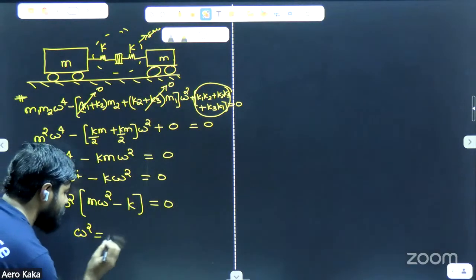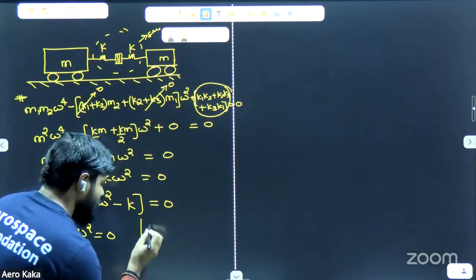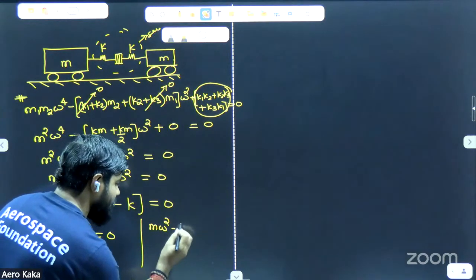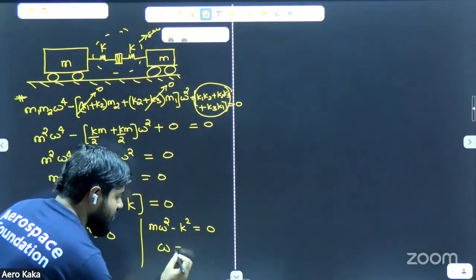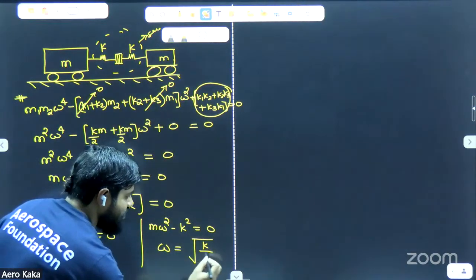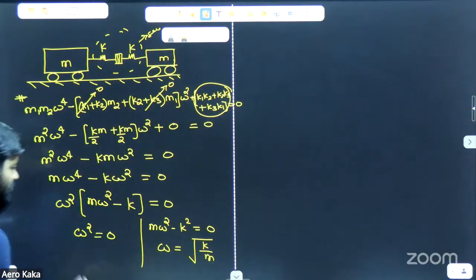Omega square equal to 0. Another one is what? M omega square minus k square equal to 0, right? So from here, what will you get? Omega equal to root of k by m if you simplify it further, or you can say plus minus root of k by m. Here, how much do we get? Omega equal to 0. Are you getting this one?